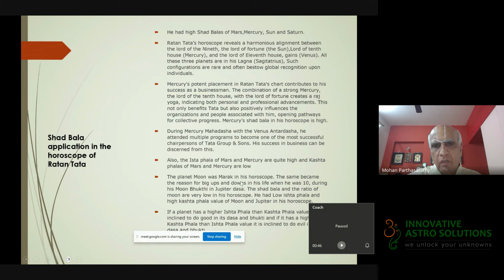The planet Moon was Marak in his horoscope. The same became the reason for his big ups and downs in his life. When he was 10, during the Moon Bhukti in the Jupiter Dasa, he had a low Shadbala. He had a very tough time in his life.